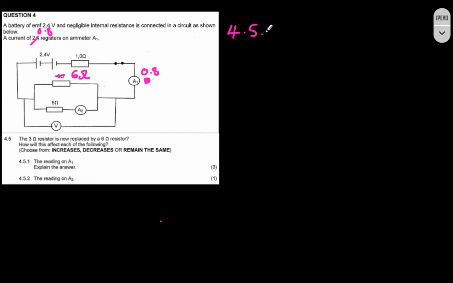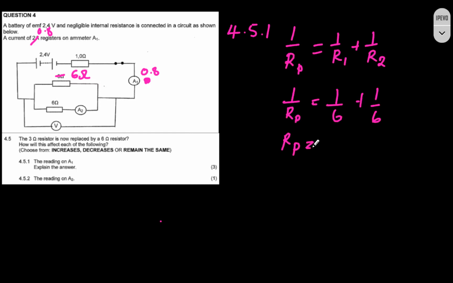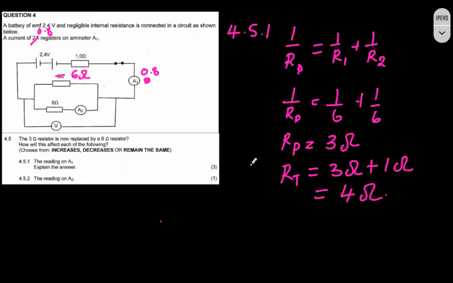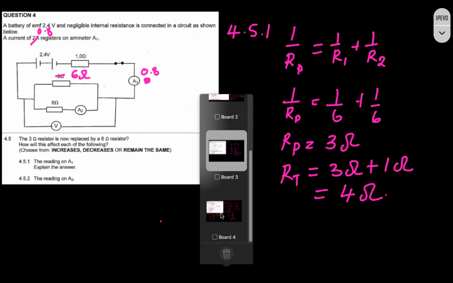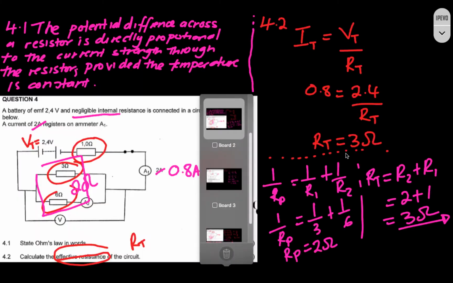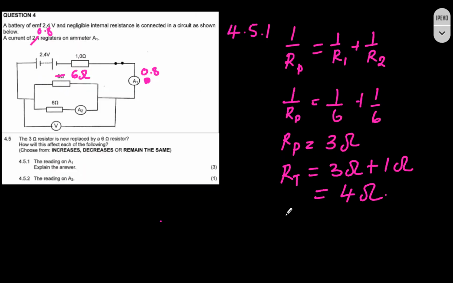For 4.5.1, the total resistance is going to be, we calculate the ones in parallel first. Our RP is going to be equal to 3 ohms, and then the total resistance of the circuit is going to be equal to 3 ohms plus 1 ohm. We can see we are going to get 4 ohms. And remember, when we calculated the total resistance of the circuit earlier, the total resistance was 3, and now the total resistance is 4. So the total resistance of the circuit actually increased.